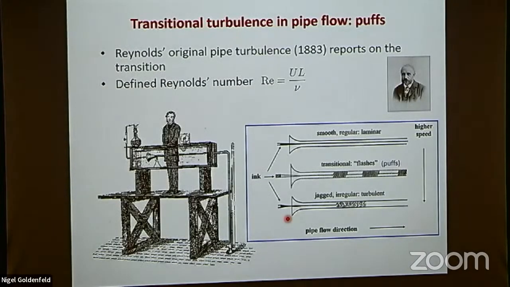Okay, so now on to puffs. So here is Reynolds. Reynolds' assistant, in fact, are standing on this apparatus. And what you're doing is injecting fluid into this pipe through this nozzle here, trying to get the flow domain as smooth as possible. At low Reynolds numbers, it's smooth, regular, and laminar. At high Reynolds numbers, you get turbulence. And in intermediate Reynolds numbers, you get what he called flashes of turbulence, which today we call puffs. And I will put Reynolds' original paper in the papers that I'm sending to you.